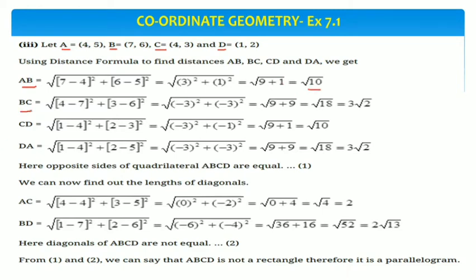Then we have taken out BC, that is coming 3 root 2. Then by using the distance formula, we have taken out the length of CD, it is coming root 10. And then again by distance formula, we have taken out the length of DA, that is coming 3 root 2. Now you can see these 2 sides and these 2 sides, means pair of two sides are equal.